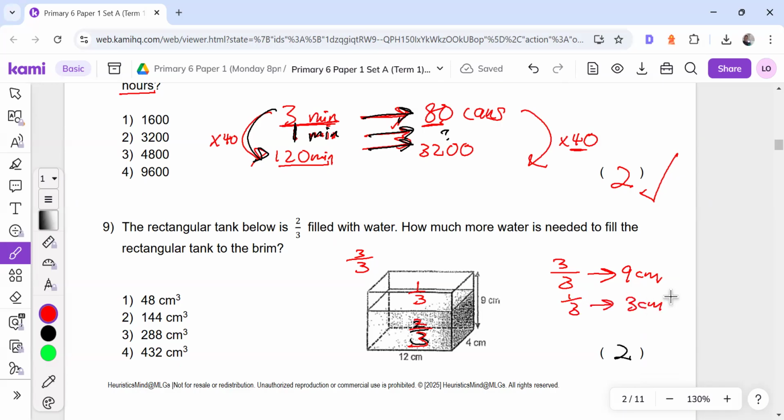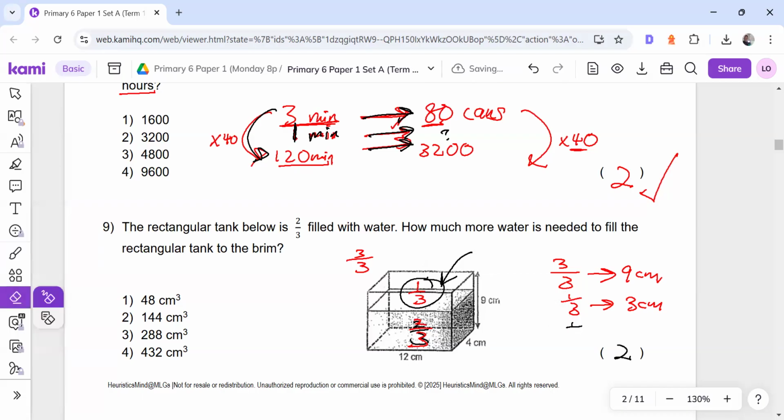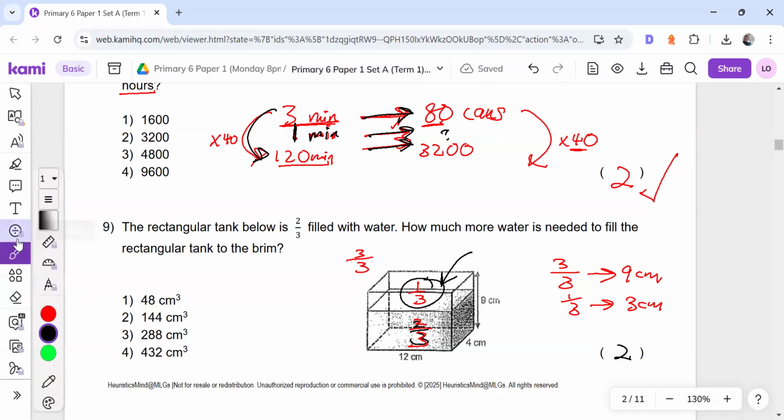Okay, 3 cm. All right, so how much more water must you pour inside so that it's filled to the brim? You must pour another 1/3, right? So how high is 1/3? 1/3 is 3 cm already. Can you see that? So it means that you must pour another 3 cm height of water. Then you take 12 times 4 times 3. That's the shortcut to do less steps. So you have 12 times 4, then you times 3, you will get 144 cm cubed of more water that you must pour. So what is the lesson here?